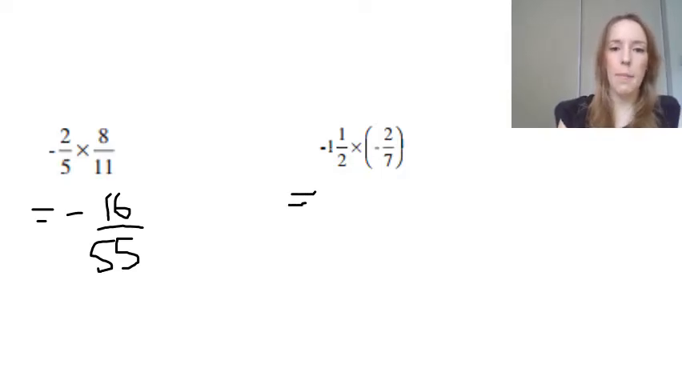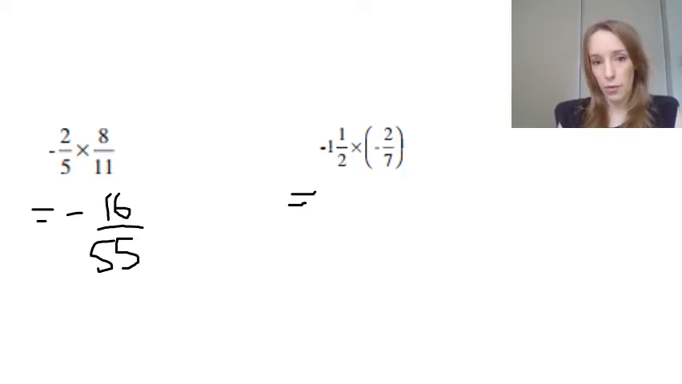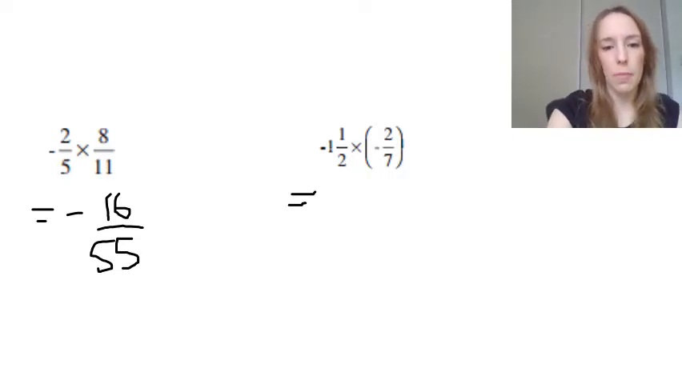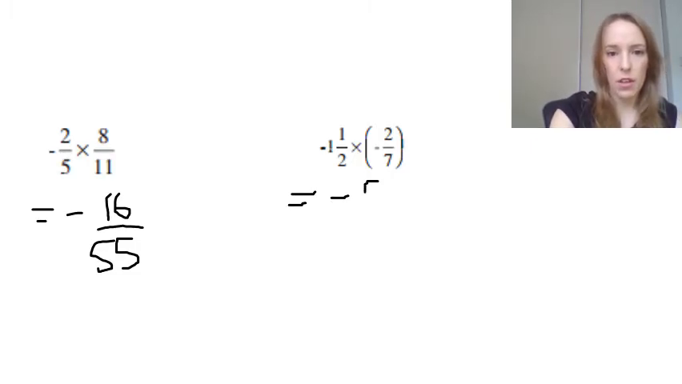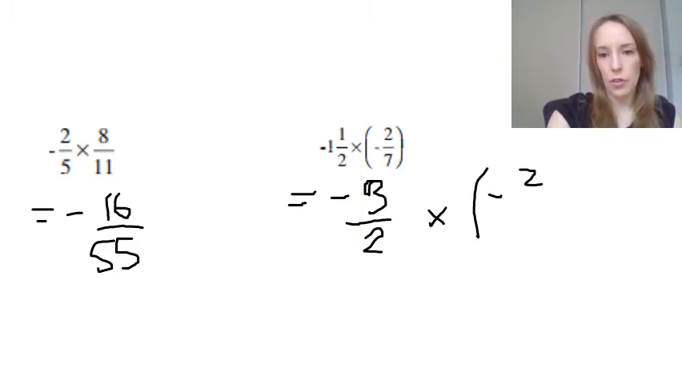In our second example, we've got a negative being multiplied by a negative, but we can see on the left there we actually have a mixed number, so it's negative 1 and a half. So again, you don't have to convert into improper fractions, you can deal with it as is, but I like to convert into improper fractions, so I will do that now. So it'll be negative 2 times 1 is 2 plus 1 is 3. So negative 3 halves multiplied by negative 2 sevenths.